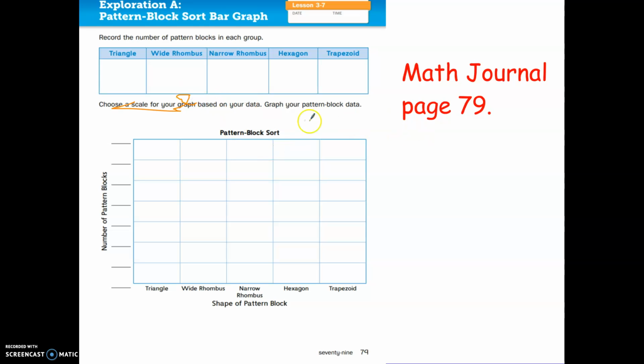You don't need to do that. But then go ahead and see if you can copy down this bar graph, okay? And I would do a scale of 0, 1, 2, 3, 4, 5, 6, 7. And I'm just going to kind of make this up for myself. Maybe I had 3 and 5 and 4 and 2 and 4.